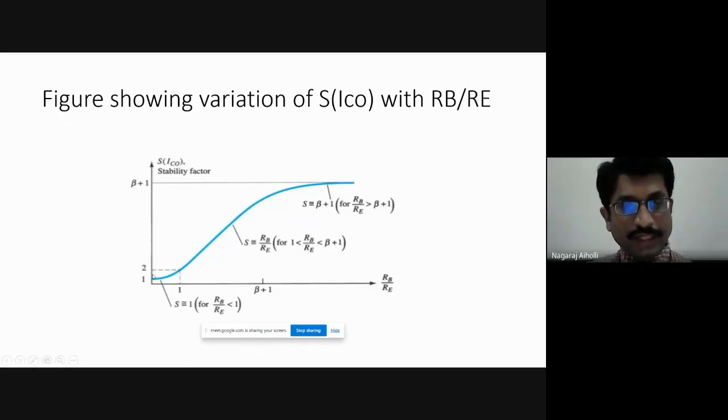As the value of RB by RE is less than 1, S of ICO will be equal to 1. That is what is shown here. This starts with 1. For RB by RE equal to 1, S of ICO is 2. Then when RB by RE is in between 1 and 1 plus beta, stability factor is RB by RE. Then as RB by RE increases and becomes more than 1 plus beta, the stability factor will become constant and it will be 1 plus beta. This graph shows the variation of S of ICO with respect to RB by RE.